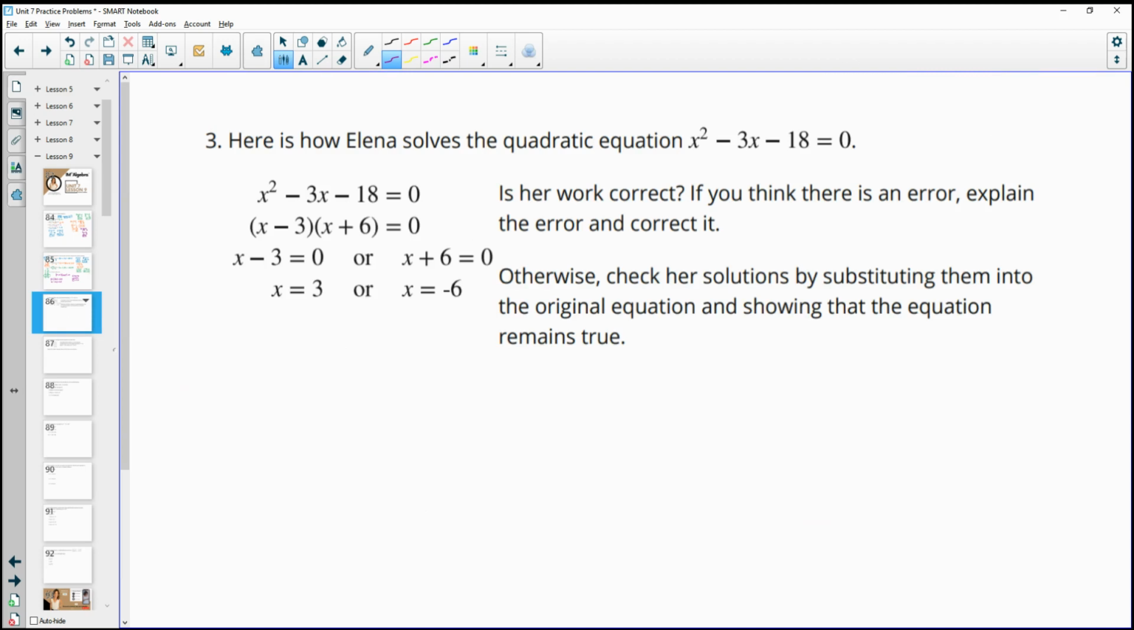Number 3, here's how Elena solves the quadratic equation x squared minus 3x minus 18. Is her work correct? If you think there's an error, explain it and correct it. Otherwise, check her solutions by substituting them into the original equation to show that it stays true.